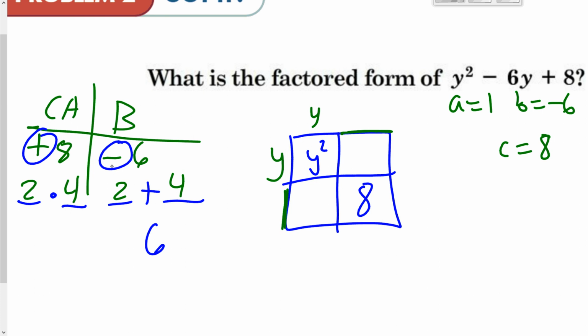Okay, so 2 plus 4 is 6, but I need that negative 6. So if I want to change that to a negative, what do you think I should do to this 2 and 4? Change both of them. So a negative 2 and a negative 4. I borrow $2, I borrow 4 more, that's negative 6.